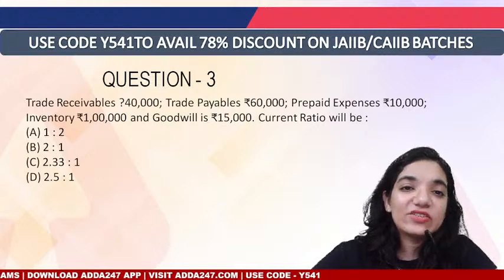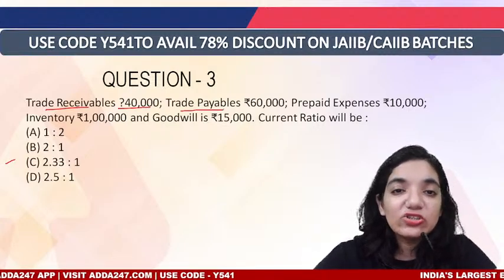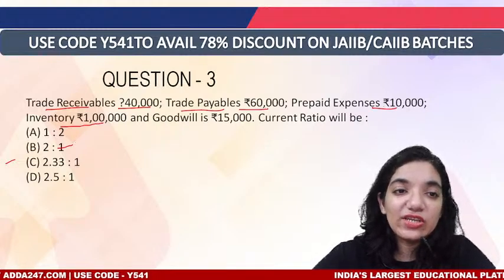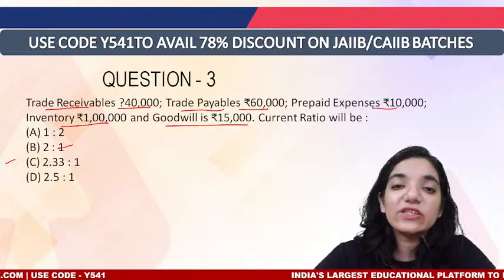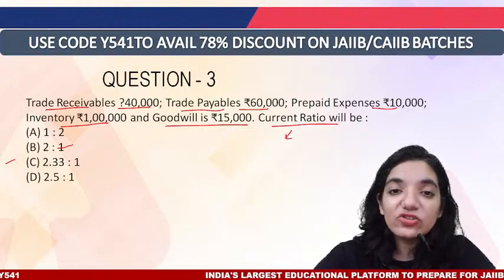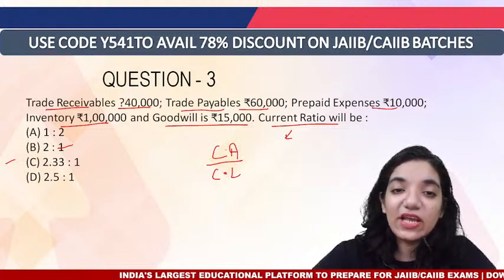Now, the next question says the trade receivables are 40,000, trade payables are 60,000, the prepaid expenses are 10,000, inventory is 1 lakh, and goodwill is 15,000. How do we calculate the current ratio? The current ratio can be defined as current assets upon current liabilities.